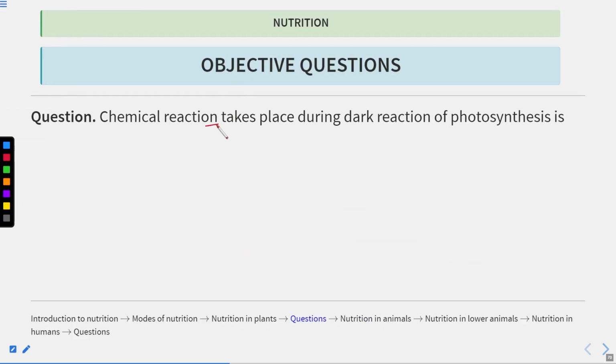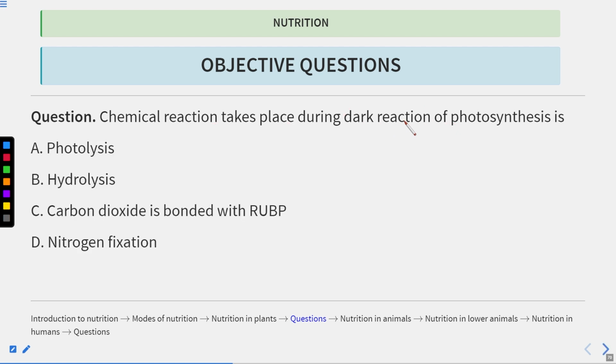The next question is: the chemical reaction that takes place during the dark reaction of photosynthesis is... So we are talking about the dark reaction here, which is involved in the synthesis of the glucose molecule. You can say dark reaction, the Calvin cycle, or the C3 cycle. Option A is photolysis, the breakdown of water. Second is hydrolysis. What is the difference between photolysis and hydrolysis? Photolysis is the breakdown of water in the presence of light. Hydrolysis is just the chemical breakdown of water.